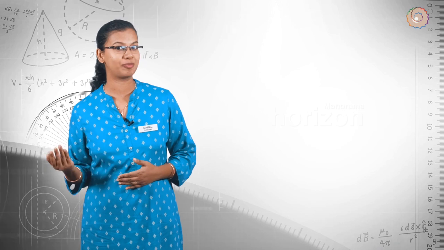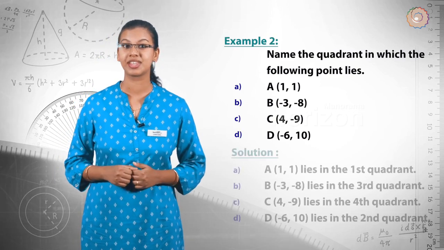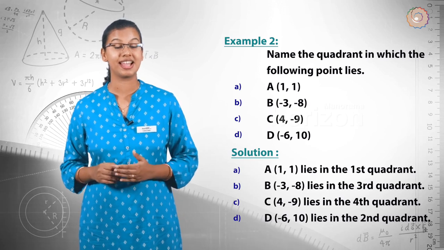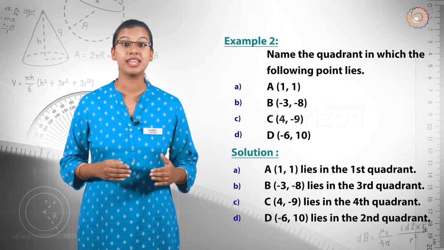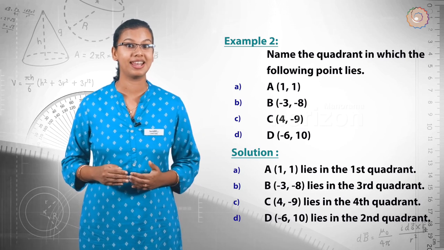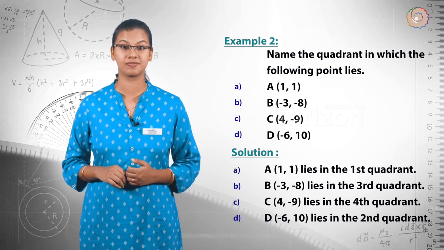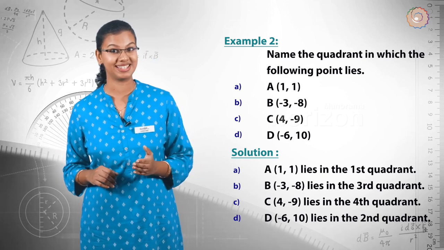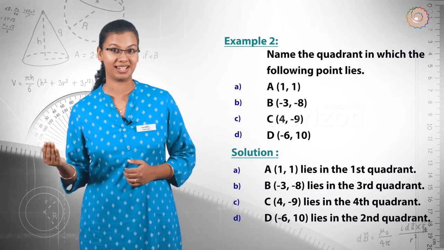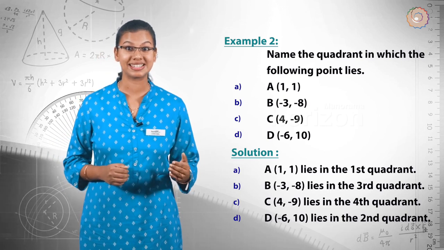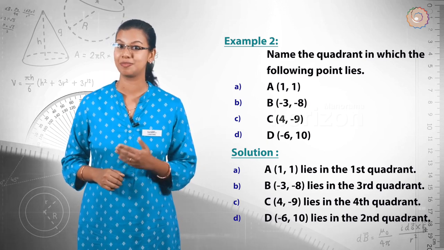Now let's see another problem. Name the quadrant in which the following points lie. A (1, 1) lies in the first quadrant as it's plus plus. B (-3, -8) lies in the third quadrant as it is minus minus. C (4, -9) lies in the fourth quadrant as it's plus minus. D (-6, 10) lies in the second quadrant as it is minus plus.